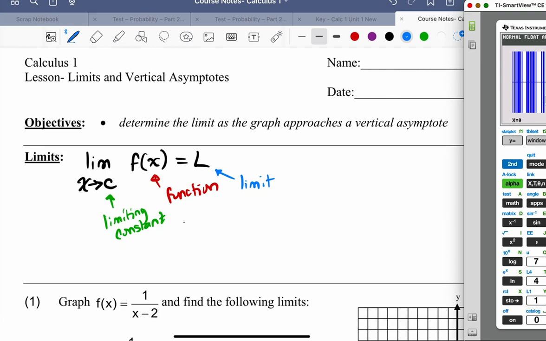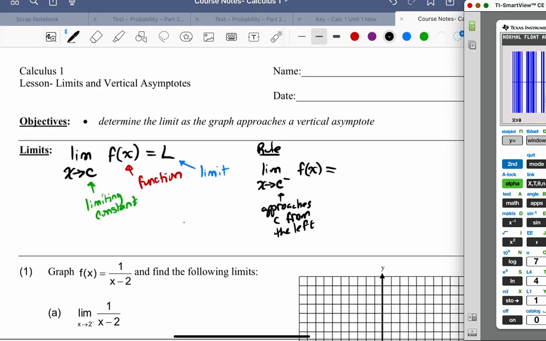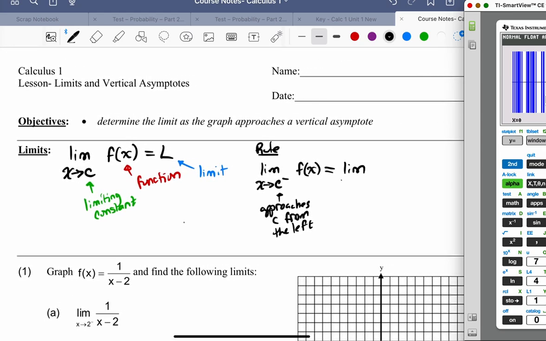So I'll say the rule: the limit as x approaches some constant c from the left of f of x, make a little note of that, if that's equal to the limit as x approaches c from the right, applying to the same function, right?